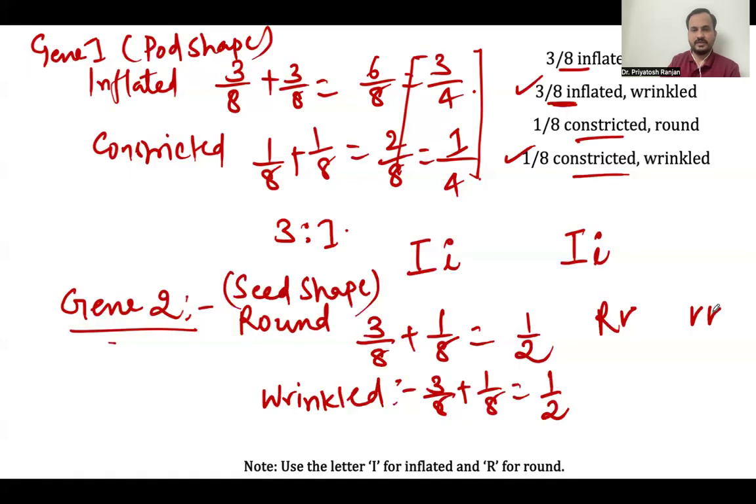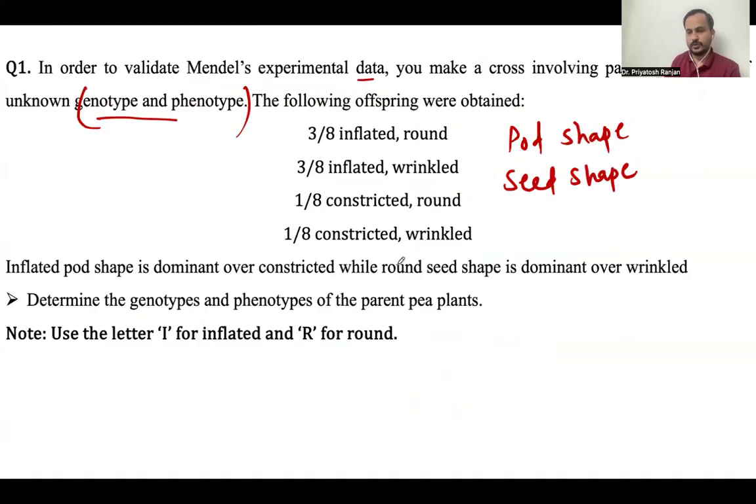So what I'm trying to tell you is, you have the genotype and the phenotype for the parents. For one gene we have already seen capital I, small i for both parents, and for the other gene, one of the parents is heterozygous for the seed shape, and the other parent is homozygous recessive, which in this case is going to be small r, small r.